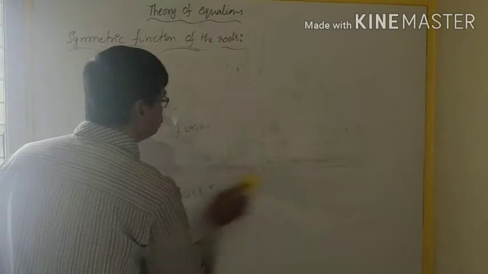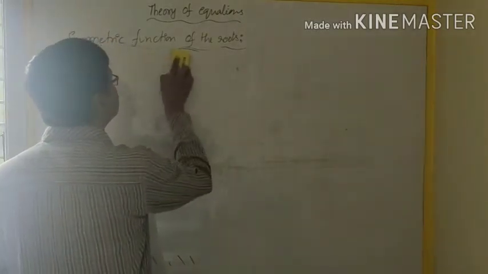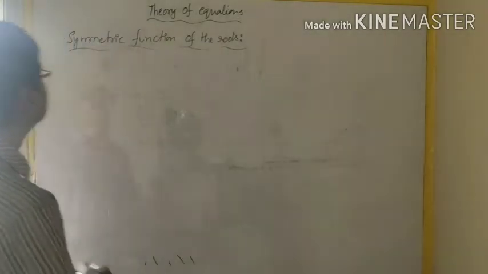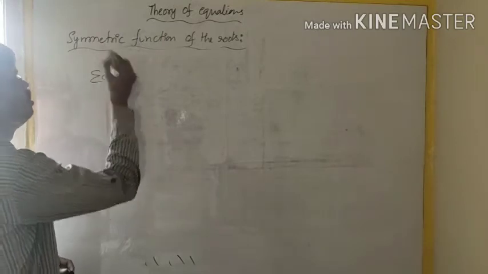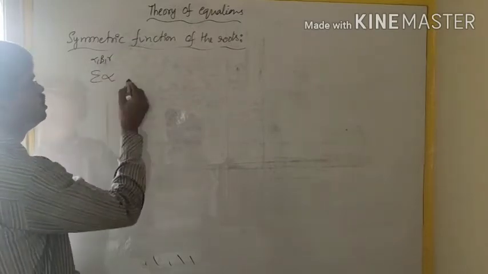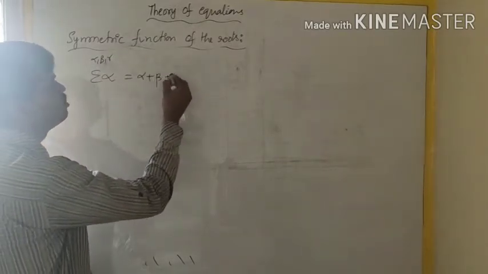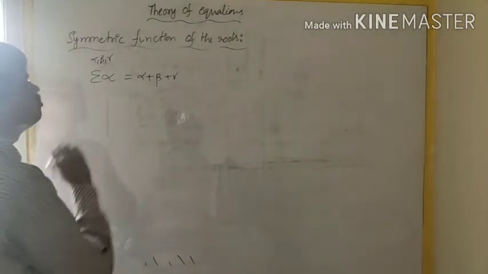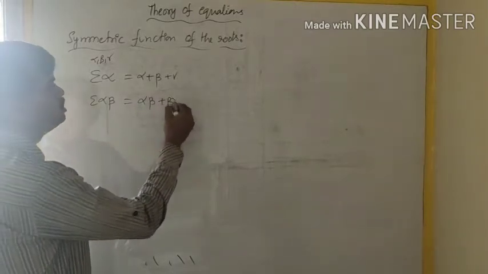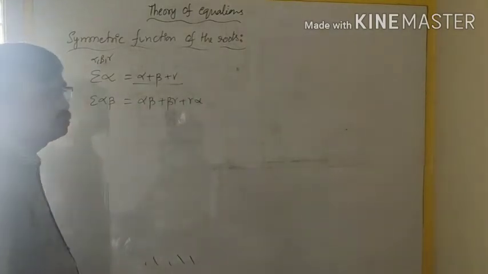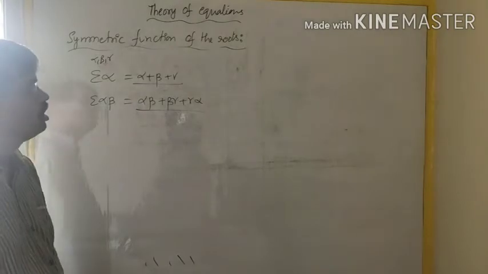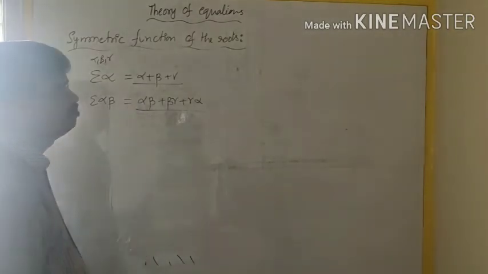Based on this, suppose sigma alpha, the sum of alpha: if the roots are alpha, beta, gamma, then sigma alpha is alpha plus beta plus gamma. Sigma alpha beta will be equal to alpha beta plus beta gamma plus gamma alpha. This is also a symmetric function, a symmetric expression. Even if you interchange any two of the roots, the resultant will be the same.